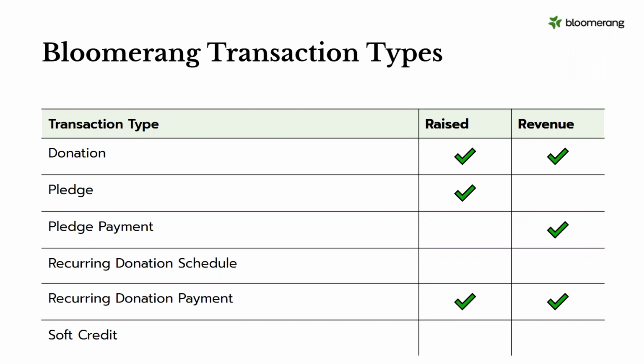In Bloomerang, raised means these are dollars committed to your organization, whereas revenue, these are actual dollars received. So you'll see that the biggest difference between raised and revenue is whether or not you're counting the pledge or the pledge payment. This is especially important when you're reporting on gifts in Bloomerang. Amount fields will total everything that is being included in the filters. So whether you want just your raised amounts or revenue amounts, you need to tell the system what you want to see in the report.